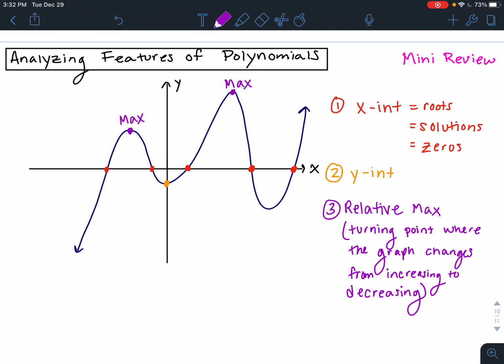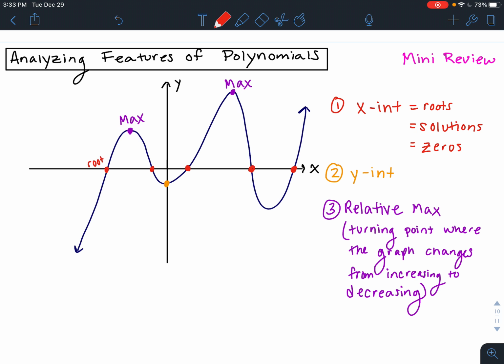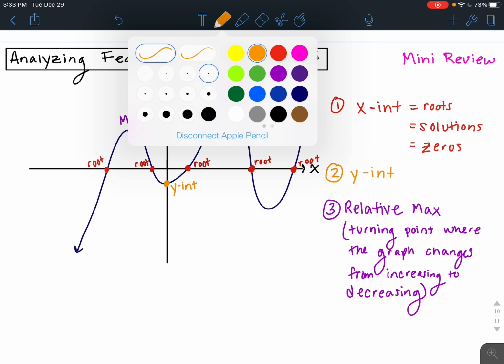I'm going to actually label these with the words. And I'm going to go back and label all of them because that will make me happier. Right, so I have a root here, I have a root here, and then I have my y-intercept down here.